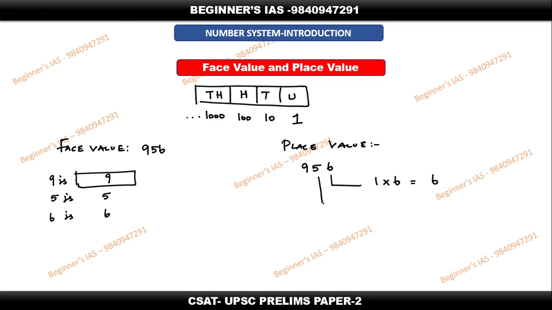Then 5. It is present in the 10th place. Therefore, 10 into 5. This is nothing but 50. Then this 9 present in the 100 place. Therefore, 100 into 9. This is nothing but 900. So this can be written as 900 plus 50 plus 6, which is equal to 956. This is called as a place value. We have to multiply with that place to the given number.